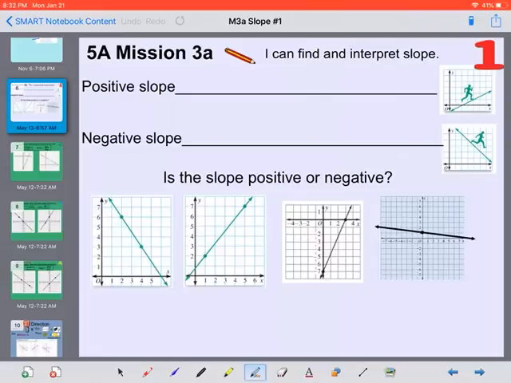Hello, today we're switching gears a little bit. We're still talking about graphing, but today we're looking at slope. Slope is the angle of our line, whether it's going up or going down. So first we're going to look at positive slopes.